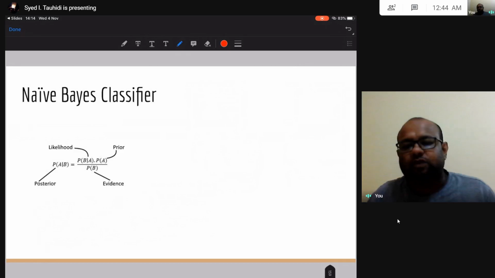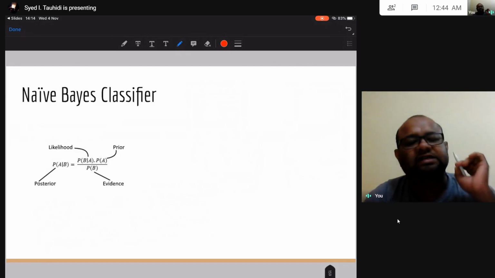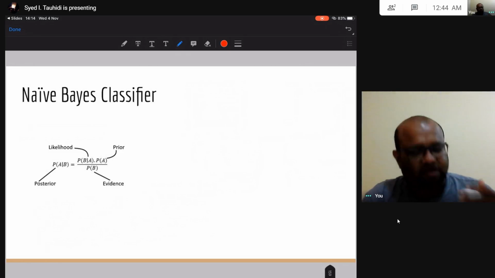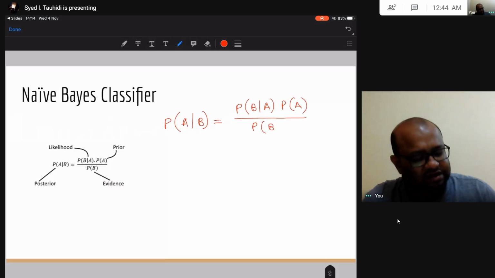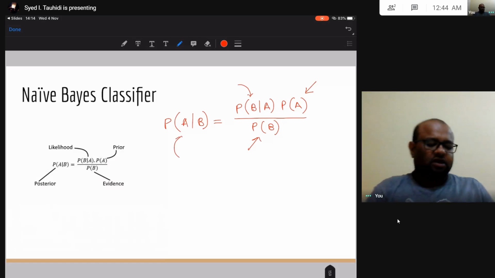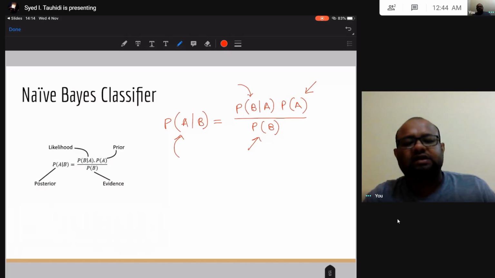The equation of Bayes theorem says that if there are two events, one dependent on the other, the probability of A happening given that B has already happened is equal to the probability of B happening given that A has happened, into the probability of A, divided by the probability of B. This is the prior, this is the evidence, this is called likelihood, this is called posterior. These are just terminologies, but this is what it is.